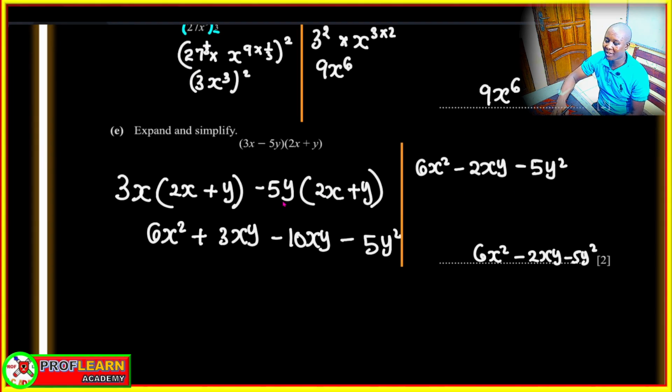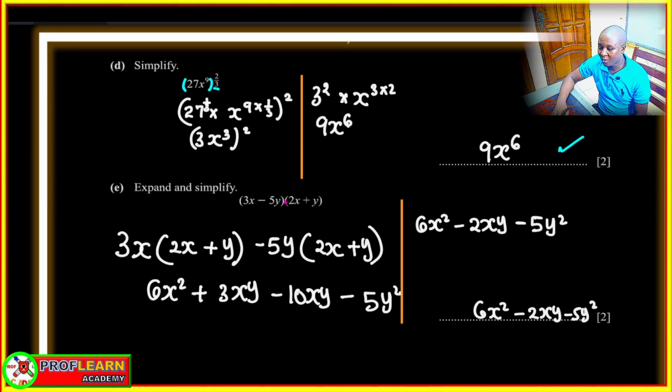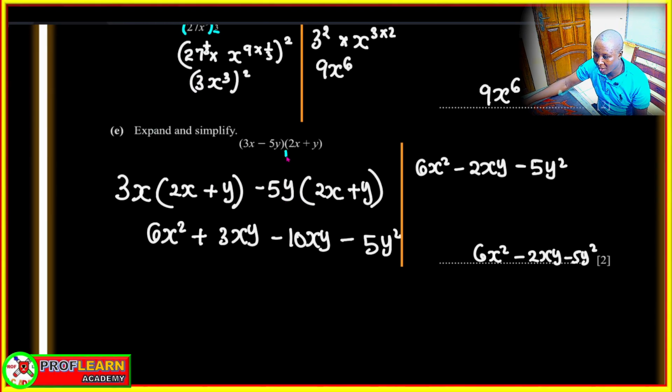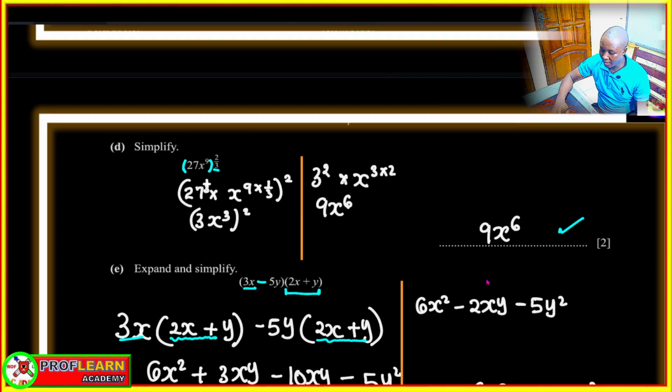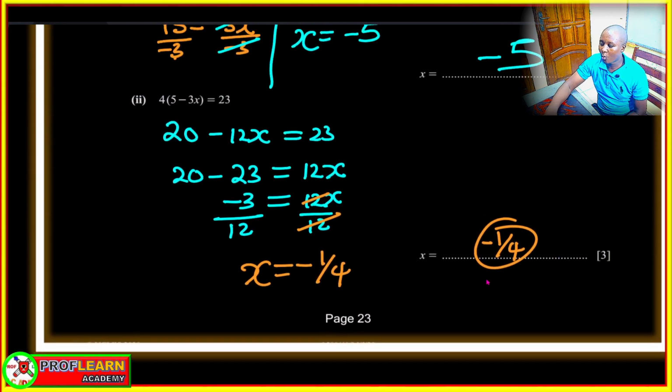Expanding and opening brackets is an area that we have looked at, and we have said that you take the first term, multiply to everything that is in the second bracket. Second term, don't forget this sign, multiply everything that is in the second bracket. Open, put the like terms together, and you are going to get your answer: 6x squared minus 2xy minus 5y squared.